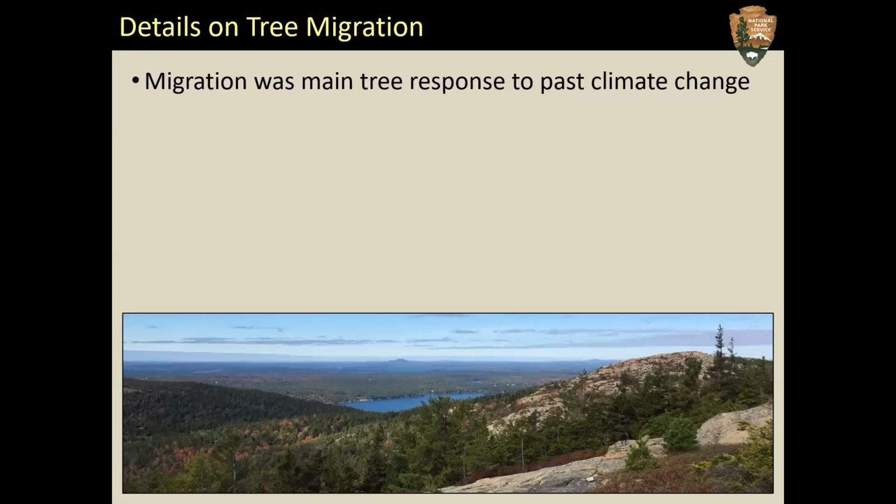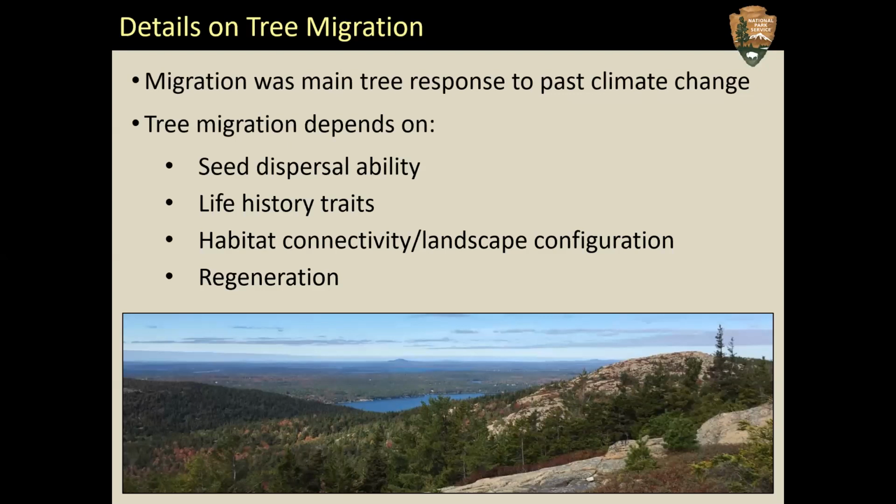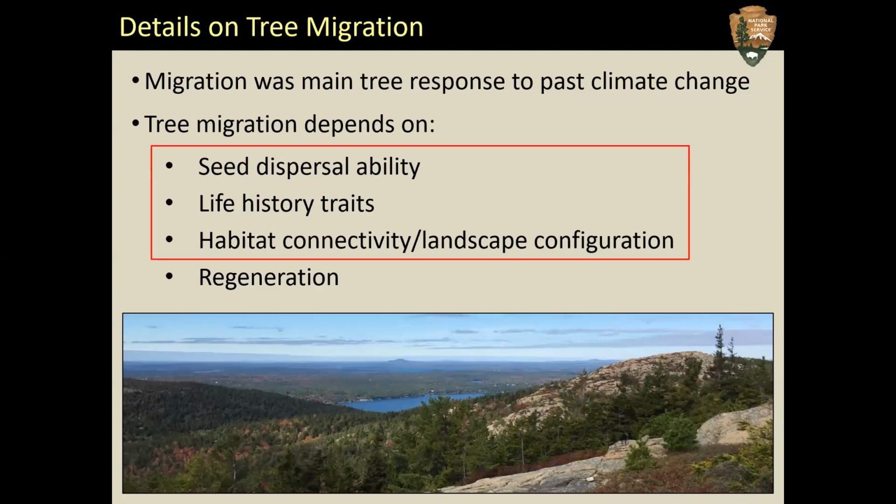And so whether they will be able to keep pace with current and future climate change will depend on, among other things, dispersal, landscape configuration, life history traits, and tree regeneration. The first study I'm going to talk about is related to dispersal, life history, and habitat connectivity, and then I'll talk about our regional regeneration study.